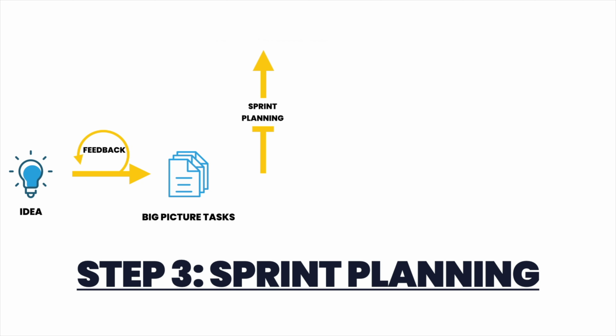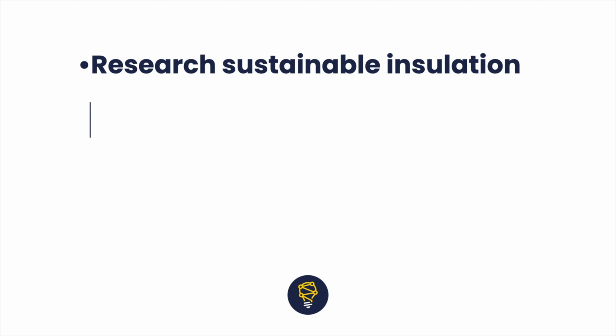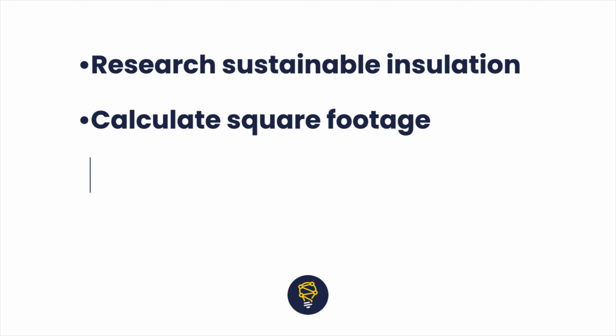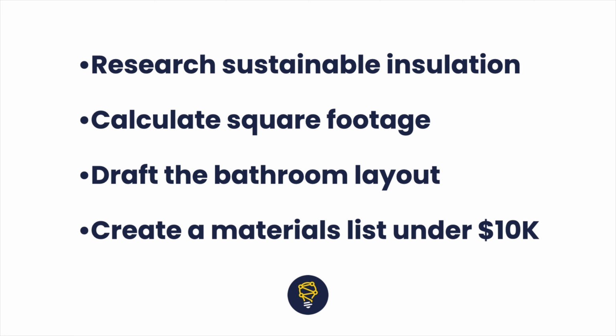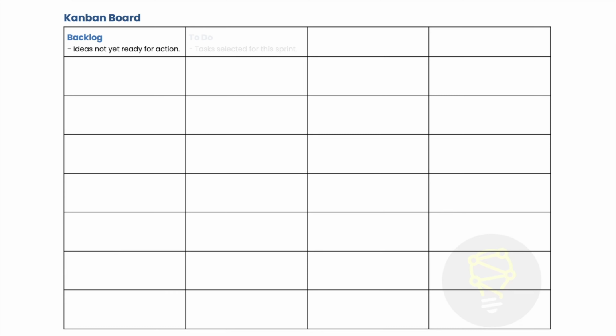Step 3, sprint planning. Now the real structure begins. Students take each big task and break it into smaller, actionable to-dos. As an example, research sustainable insulation, calculate square footage, draft the bathroom layout, create a materials list under $10,000. These go onto the team's Kanban board under To Do, In Progress, and Done.